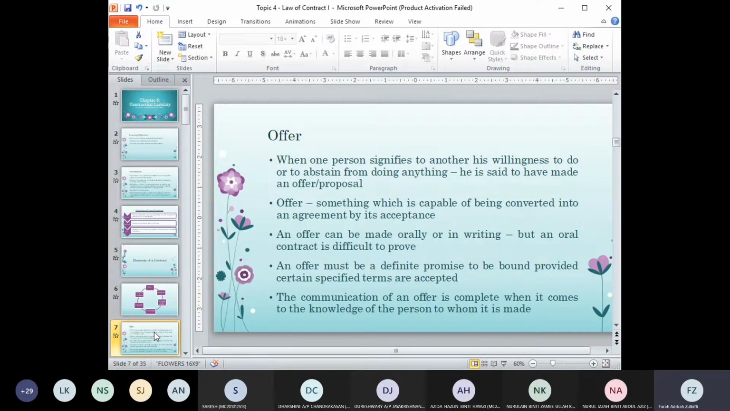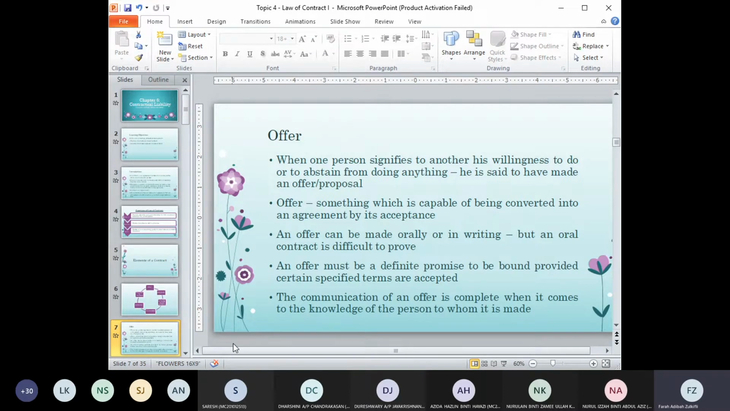An offer can be made orally or in writing. So under the Malaysian law, in Malaysia, the main act that governs contracts is the Contracts Act 1950. I already uploaded the Contracts Act both inside your WhatsApp group. I also already uploaded the Contracts Act inside the UNIEC virtual. So the main act that covers contract in Malaysia is the Contracts Act 1950.